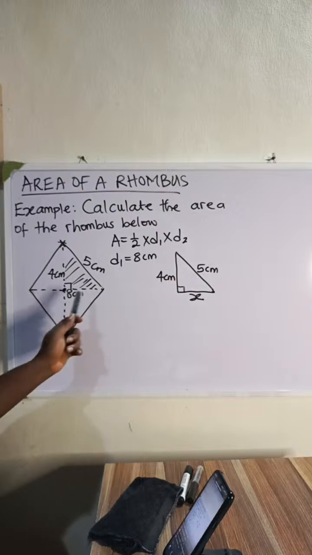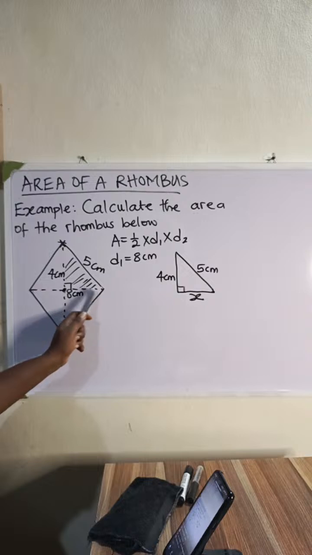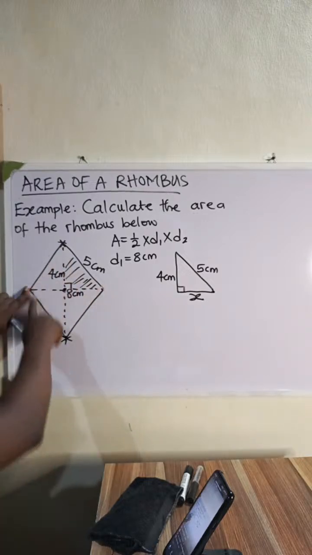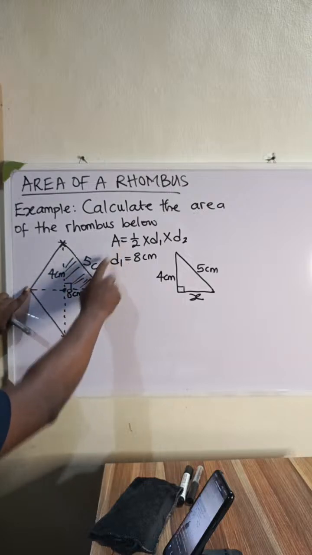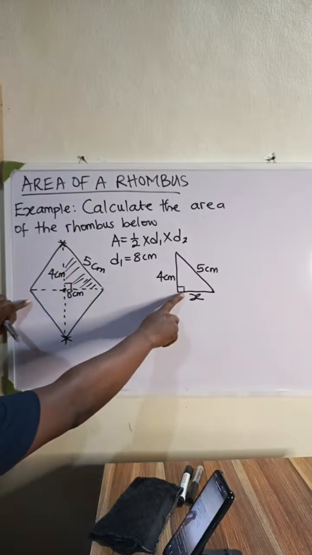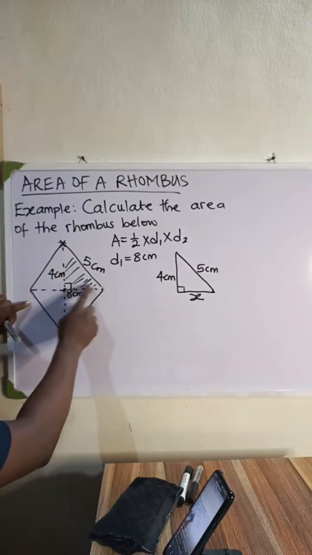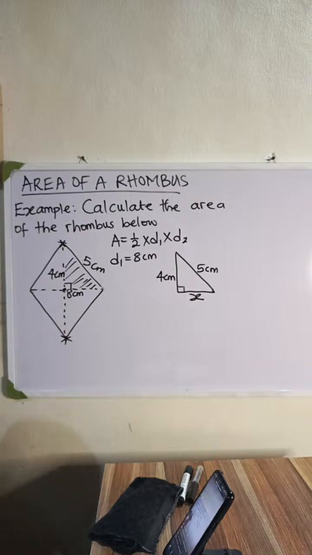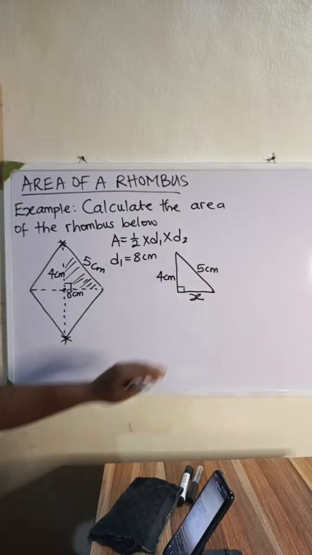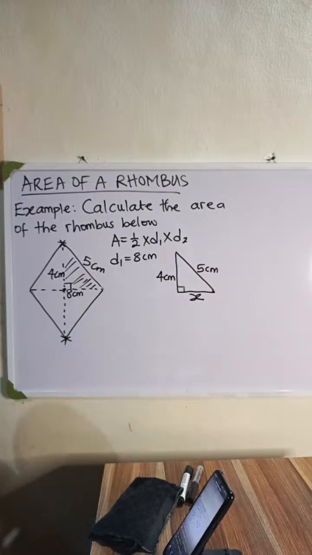So we don't know from here to here. We need to find this diagonal in order to find the area, in order to apply this formula. That's why we need this smaller triangle in order to find this length or this base. We can observe that this is a right angle triangle, and for a right angle triangle, in one of our previous lessons, we've learned that if you know two sides, you can use Pythagoras theorem to find the third side.